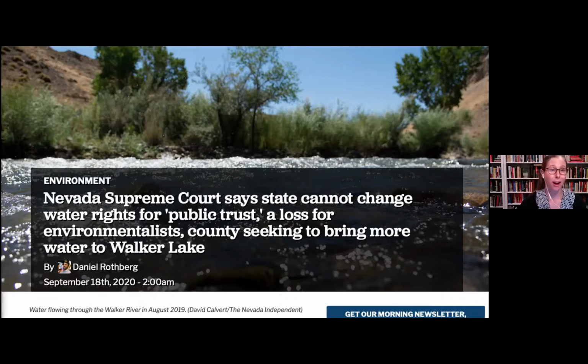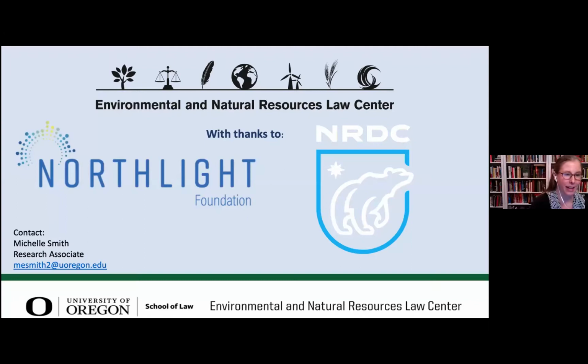So there's kind of a trade-off. They recognized really broad public trust, but they also found that the state's water code was sufficient to meet those requirements. And so relying on, kind of hoping for, robust public trust principles in the water code to meet those requirements.